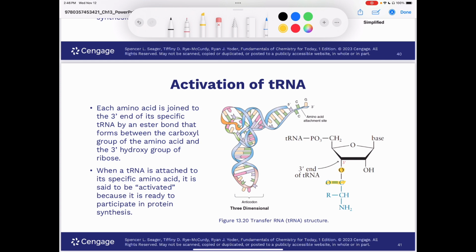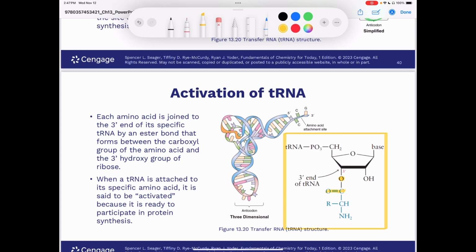The reaction is catalyzed by an enzyme that matches tRNA molecules to their proper amino acids. These enzymes, which are very specific for both the structure of the amino acid and the tRNA, rarely cause a bond to form between an amino acid and the wrong tRNA. When a tRNA molecule is attached to its specific amino acid, it's said to be activated because it's ready to participate in protein synthesis. The figure shown in the yellow box shows the structure of an activated tRNA.